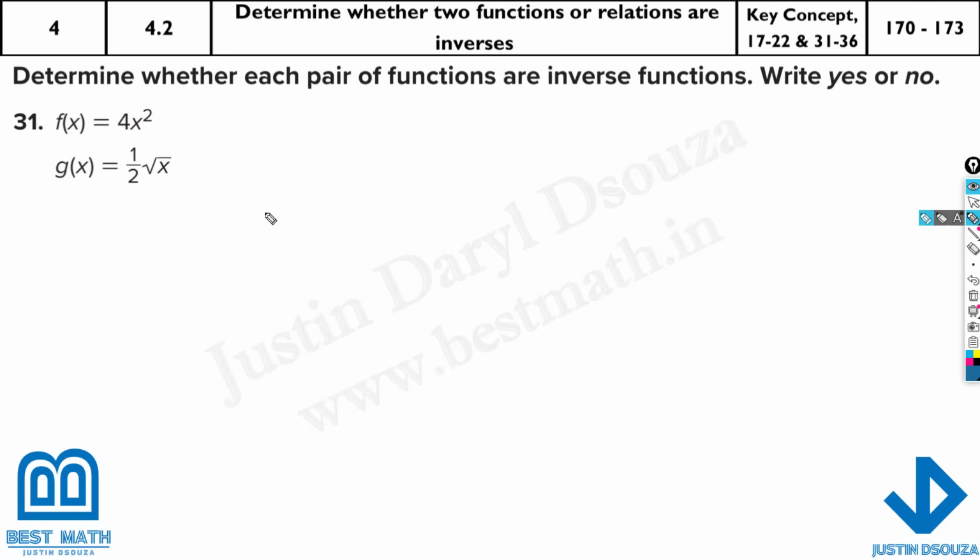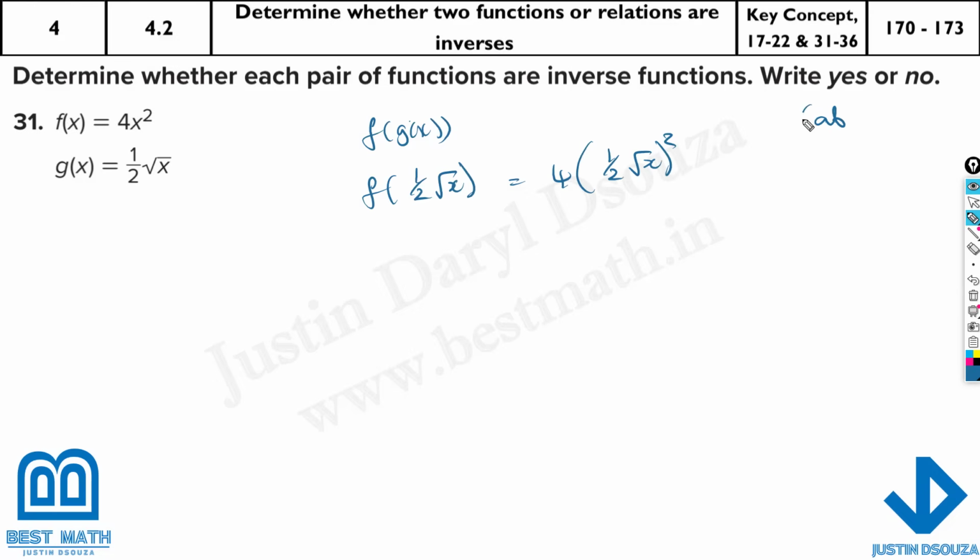Now let's see here. Same thing, it's f of g of x. And we have f of half square root x, that is equal to 4 times half square root x the whole squared. Both things get squared. See, it's ab squared, that is a squared b squared. So here we have 4 times square of half is 1/4, and then square of square root x will be x itself. So here we have x. Yes, this is inverse of each other.